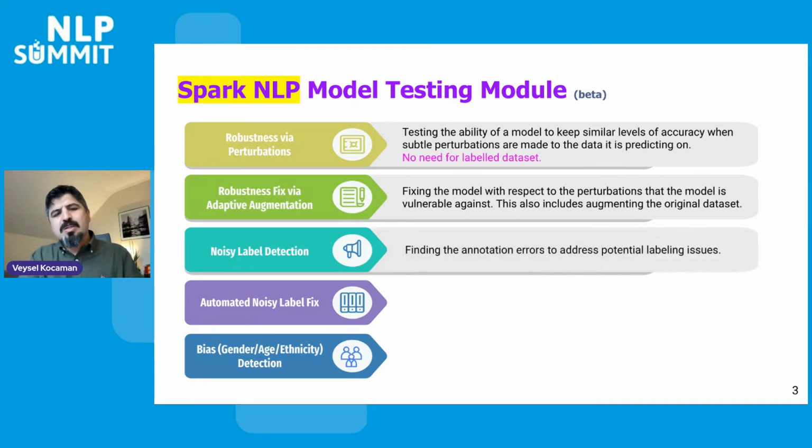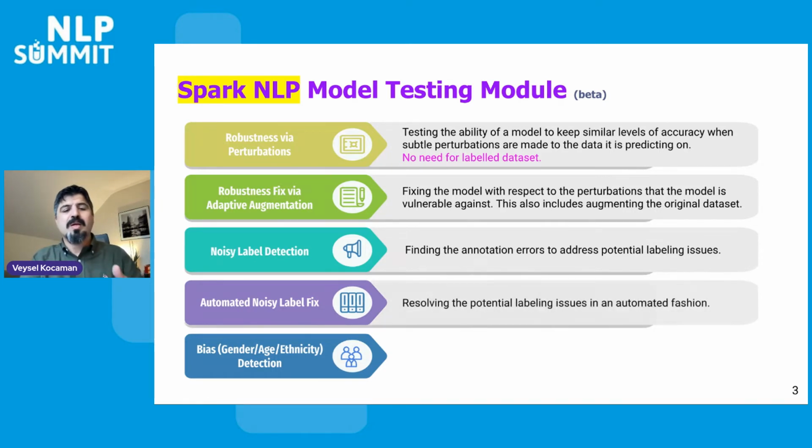The third one is noisy label detection. It is just like CleanLab does. It's trying to find the annotation errors. But we are using different techniques to find these label errors, not just confidence learning. We are using tons of other techniques, which I'm going to explain if I have time. And then we assign some scores for each label, and then try to fix them in an automated fashion in the next module. So we resolve the potential labeling issues in an automated fashion.